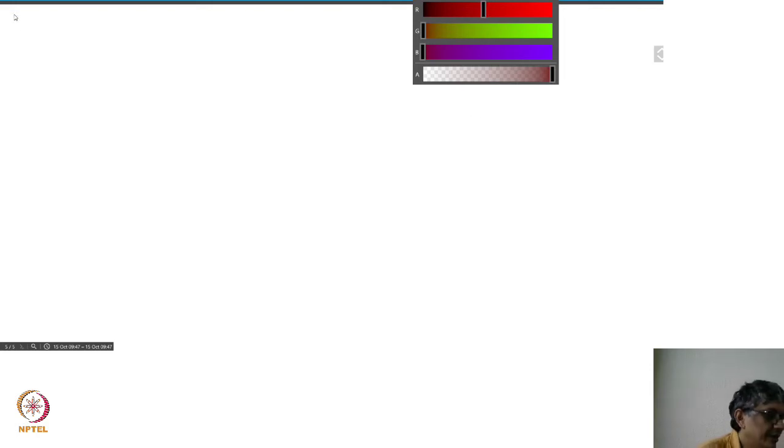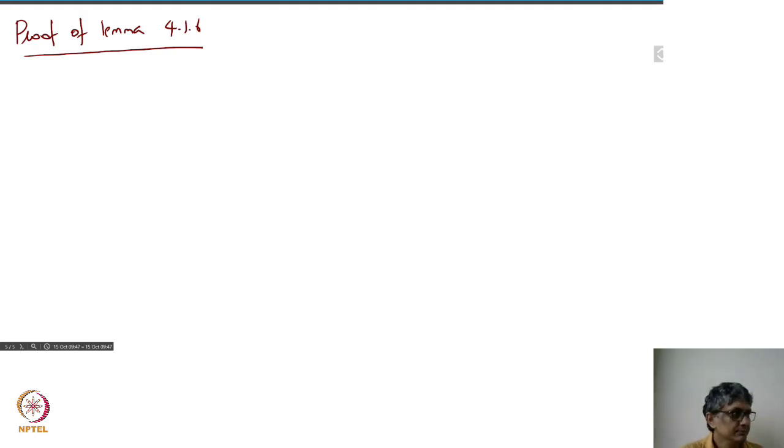So, proof of lemma, what did I call it? 4.1.6. So, proof of lemma 4.1.6. So now, what does it do? Now we have to show E of X is finite if and only if E of mod X is finite. So let's say the range of X is T.